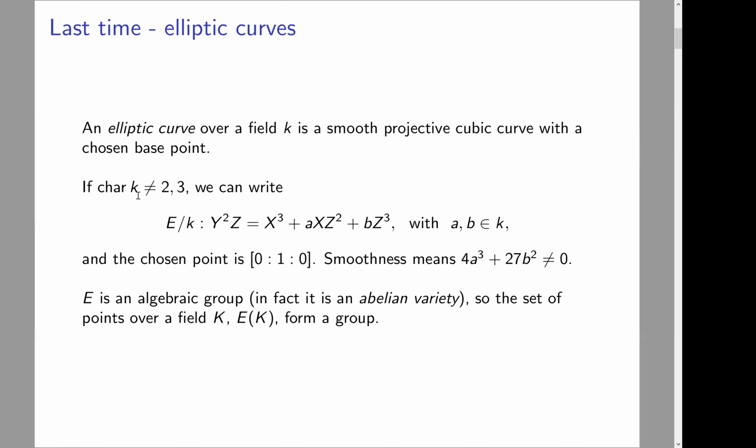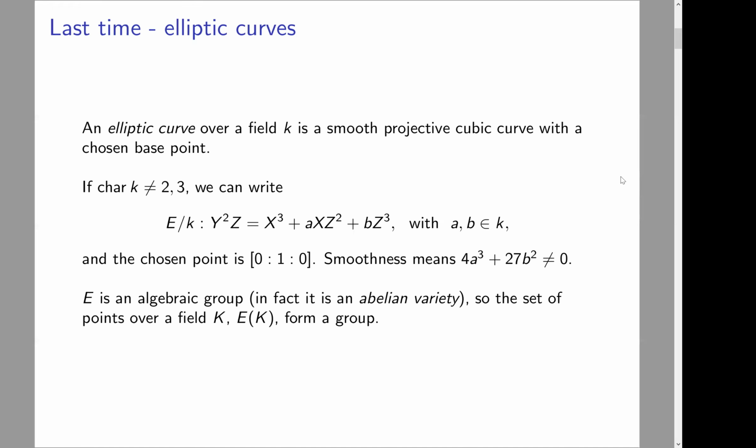And it turns out, if the characteristic of your field is not 2 or 3, you can always make a change of variables to put it in this nice form called the short Weierstrass form. And smoothness is this particular condition on the coefficients a and b. We discussed that, in fact, elliptic curves have this remarkable property. They inherit a group structure. They're, in fact, the only one-dimensional projective varieties that have group structures. In that way, they become examples of abelian varieties.